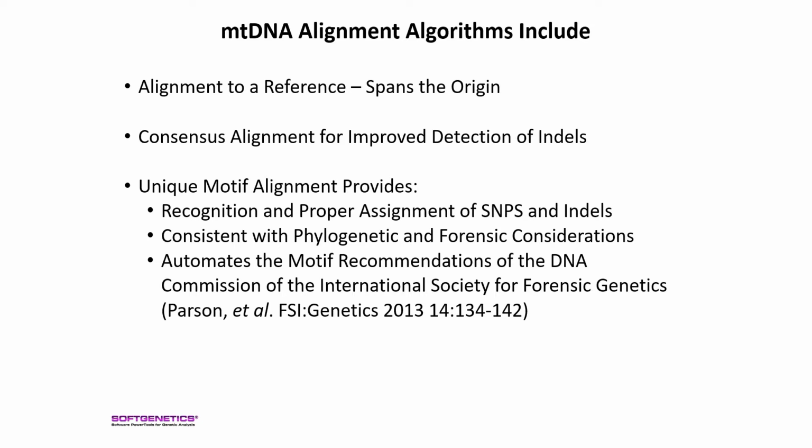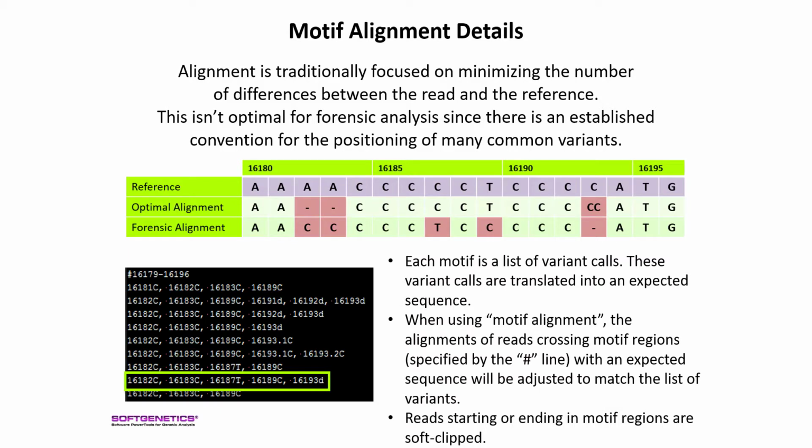The program's motif alignment automates the motif recommendations of the DNA Commission of the International Society for Forensic Genetics and decreases analyst intervention. Traditionally, alignment is focused on minimizing the number of differences between the read and the reference. This is not always optimal for forensic analysis since there is an established convention for the positioning of many common variants. Each motif is a list of variant calls which are translated into an expected sequence.